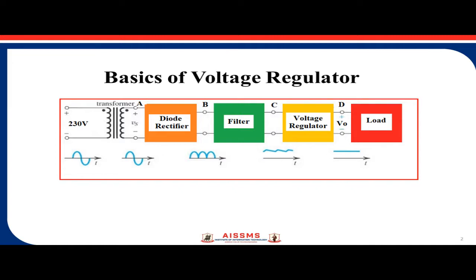That smaller amplitude AC waveform is then converted into a rectified waveform using the rectifier circuit. This rectified waveform is the input to the filter. Now the filter will filter out that waveform and a pulsating signal is converted into a DC signal with certain ripples. Now in order to remove these ripples, we need to use a voltage regulator.